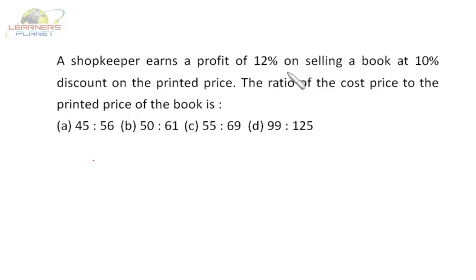A shopkeeper earns a profit of 12% on selling a book at a 10% discount. We have to find the ratio of cost price to mark price, or printed price. Suppose the cost price of the book is rupees 100. Then the selling price will be 112% of this, or 1.12 of this, as we are getting 12% profit. Now this is the selling price, and we are getting a discount of 10% on the printed price. That means it is actually 90% of the printed price, or mark price.